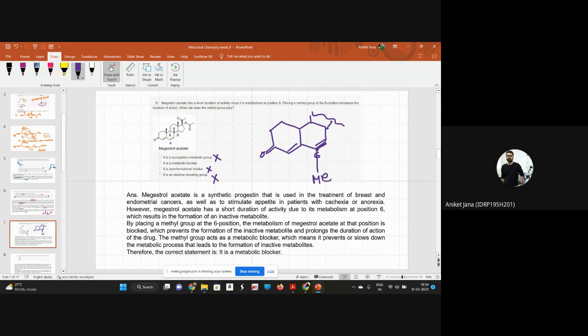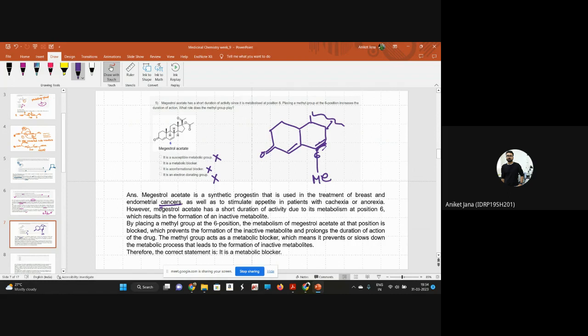Megestrol acetate is a synthetic progestin used in the treatment of breast and endometrial cancers, as well as to stimulate the appetite in patients with anorexia. However, the acetate has a short duration of activity due to its metabolism at position 6, which results in the formation of an inactive metabolite. So maybe due to the metabolism of this group, maybe due to breakdown or some adduct forming with the double bond, it becomes the inactive metabolite.